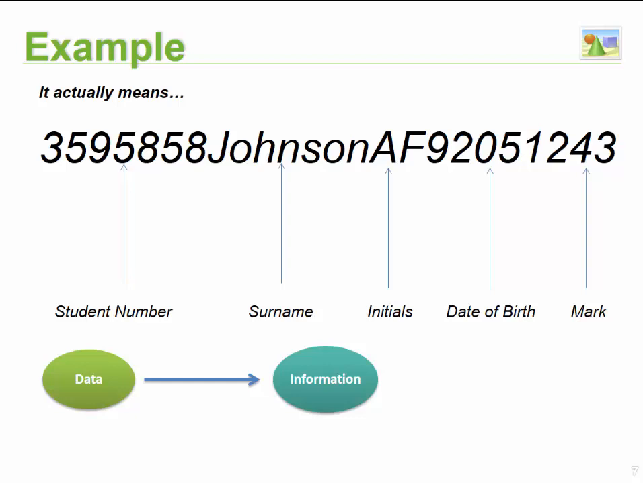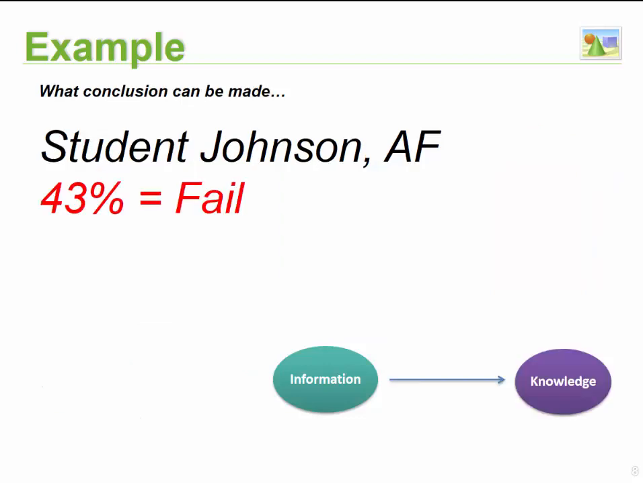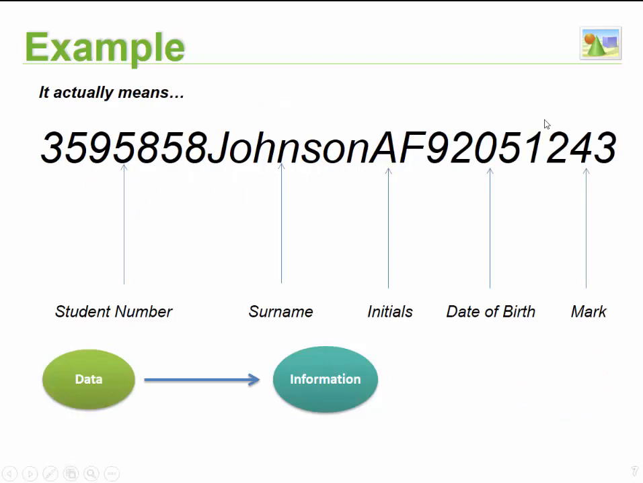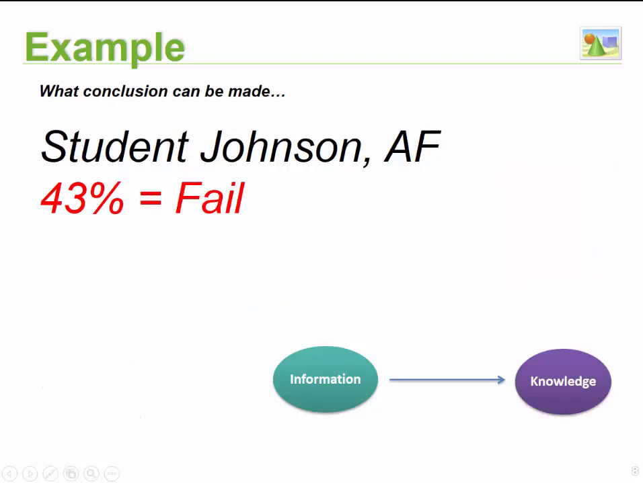Now let's take this and turn it into knowledge. If we have a particular rule, and we know that if a student or a person doesn't get above 50%, they fail. For Mr. Johnson, we know that that mark is 43%. It is below 50%, therefore the student fails. So what we've done now is we've actually turned that into knowledge. So from here we can start to look at ways to try to get Mr. Johnson to either improve his marks or to retake a certain subject or module.